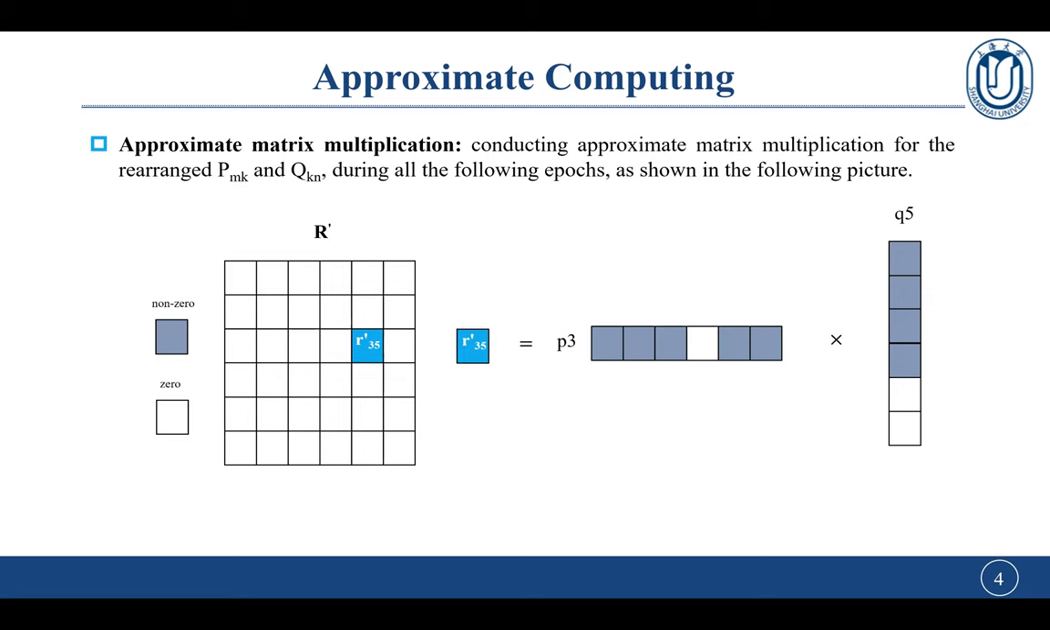As the matrices P and Q have been rearranged, we can expect that the values of the following elements of P, of the row or the column, are closer to zero. So for each row by column multiplication, we can return the result once the first element with a value close to zero appears in the row or column, to reduce the computational time.